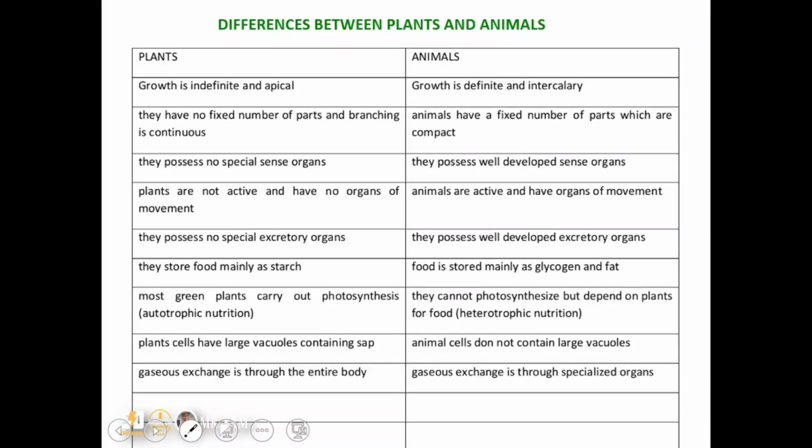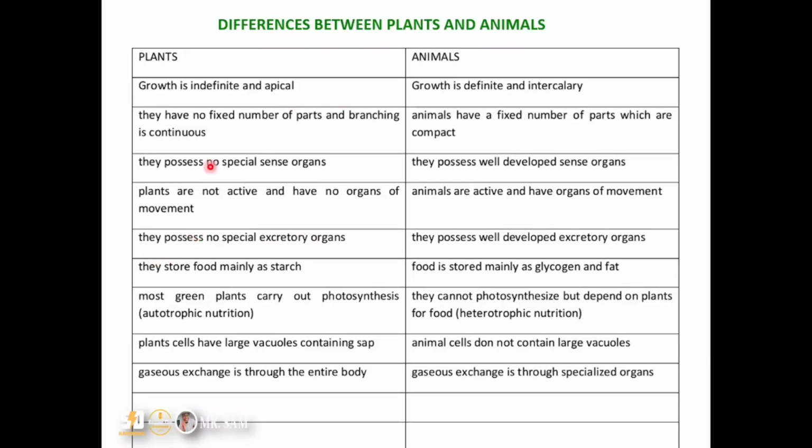Now, there are a few differences between plants and animals, so we are going to go through those differences. So many differences, even though they are both living, but they obviously have differences. The first one is that in plants the growth is indefinite and apical. So the growth is indefinite and apical. This simply means that it grows at the tip of the roots and the tip of the shoots, while the shoots here is any part of the plants that is above the ground surface, the ones that you can see, and the roots are the ones that go deep into the soil.